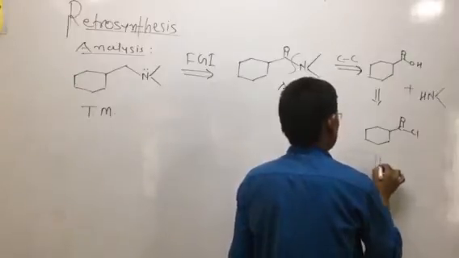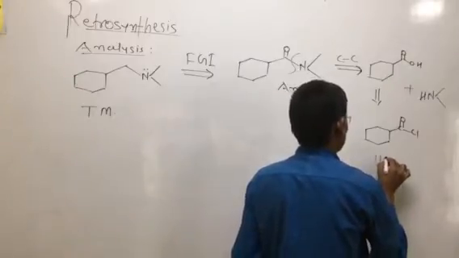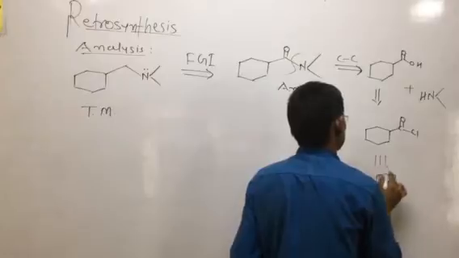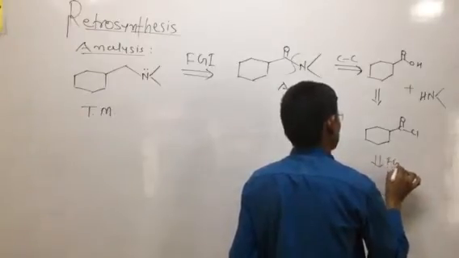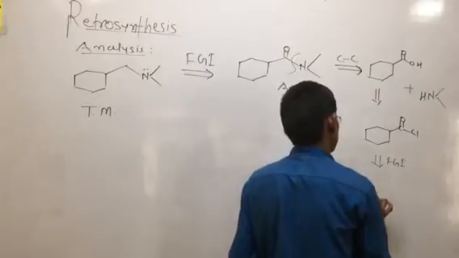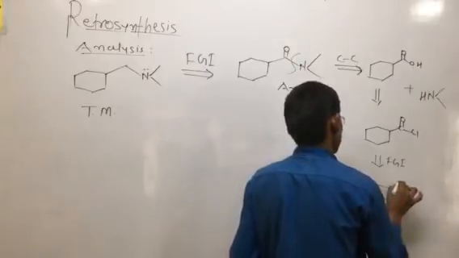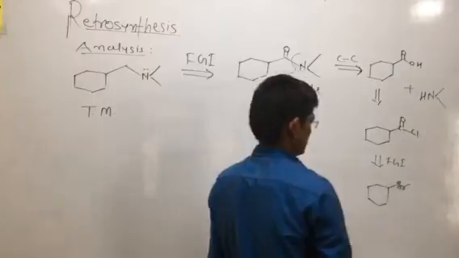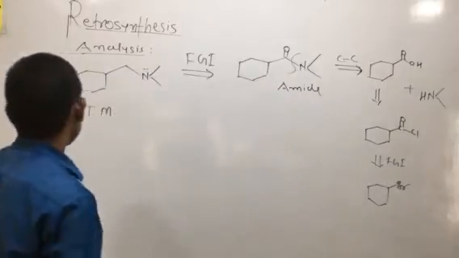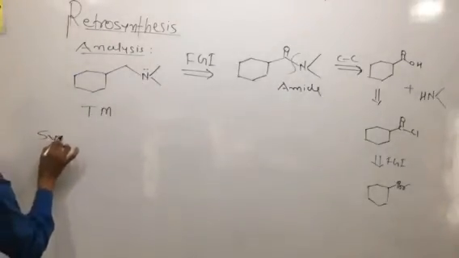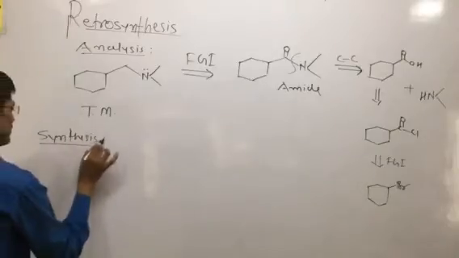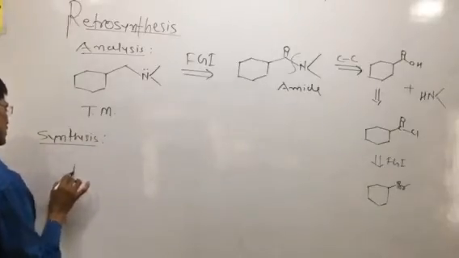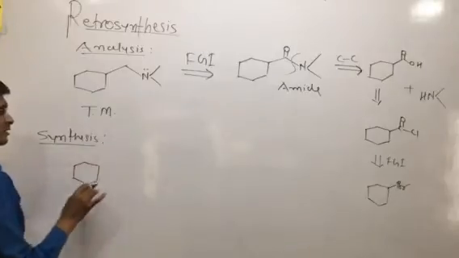Again we have this acid chloride, and again the disconnection, or we can say FGI, functional group interconversion. So here we can take the bromine atom. What is the plan of the synthesis? Very important. What is the starting reactant molecule?